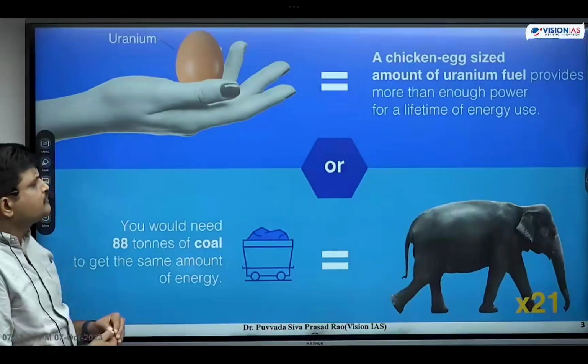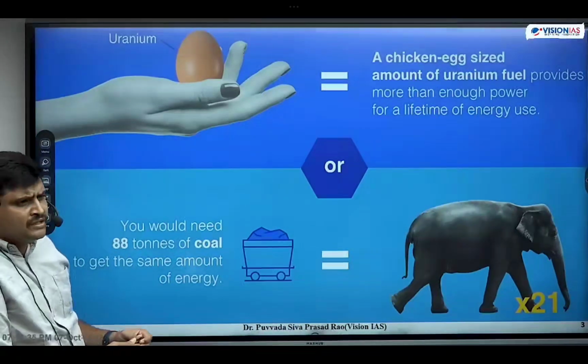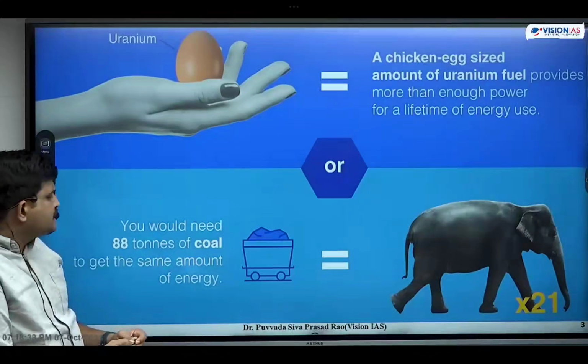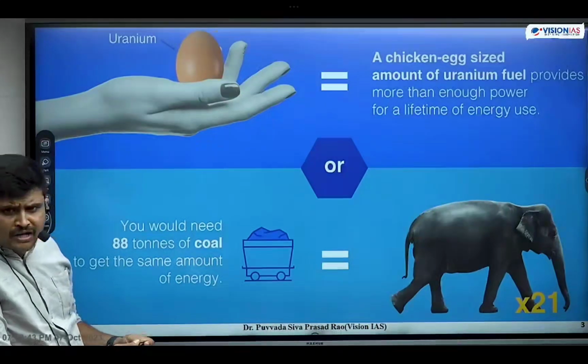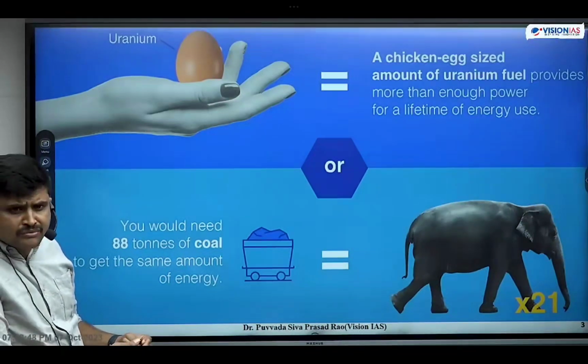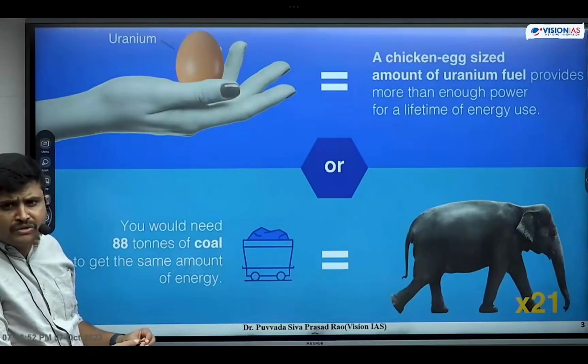An excess amount of uranium fuel provides more than enough power for a lifetime of energy use. Okay, so that is equal to 88 tons of coal. Compared to thorium, uranium produces more energy per unit. Hence, we are focusing more on uranium. So this is one of the reasons.